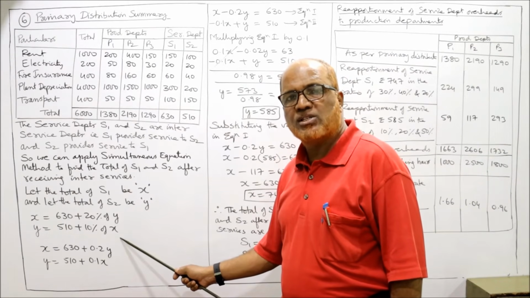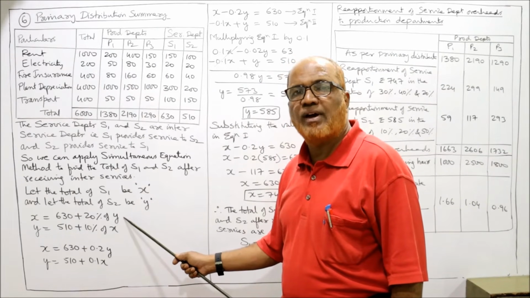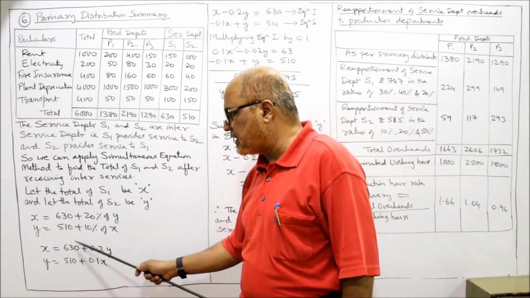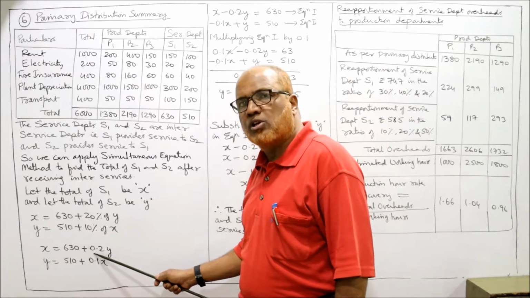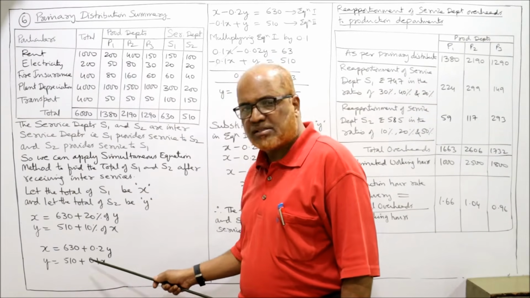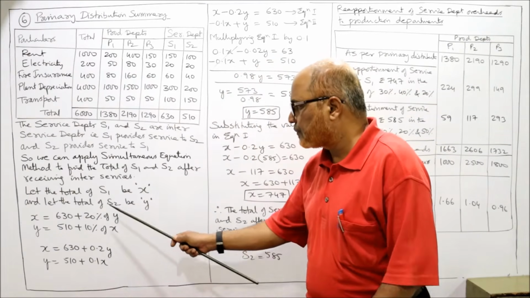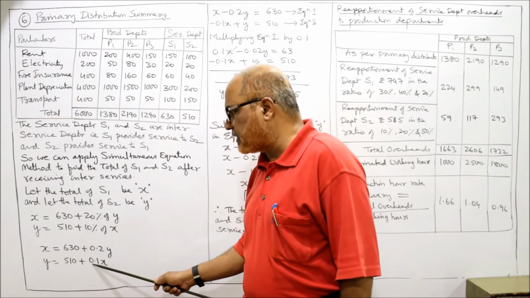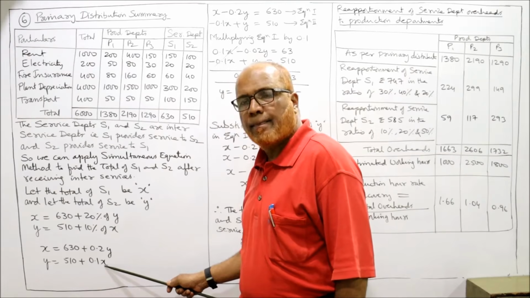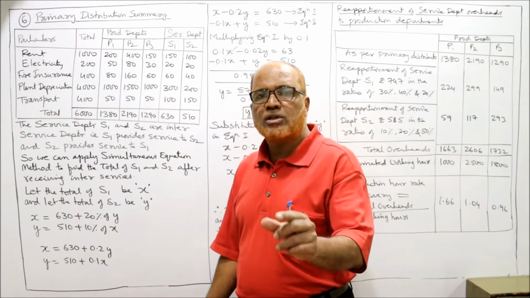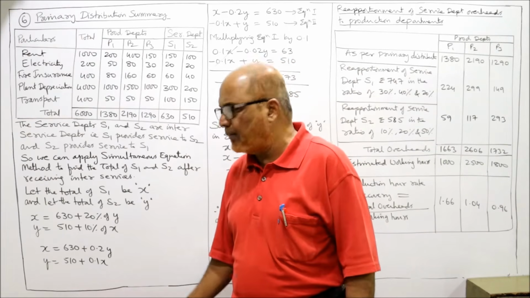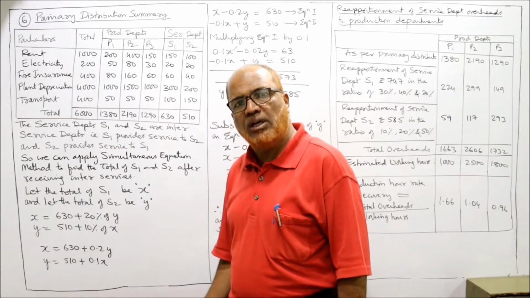X is the total of S1 and Y is the total of S2. Now इसको simplify करेंगे. X is equal to 630 plus 20% का मतलब 0.2, 0.2Y. Y is equal to 510 plus 10% का मतलब 0.1X. These are the two equations. ये equations को solve करके हमको x और y का value चाहिए. We need the value of x and y by solving these two equations.